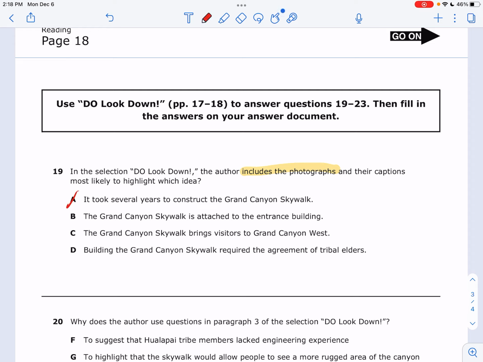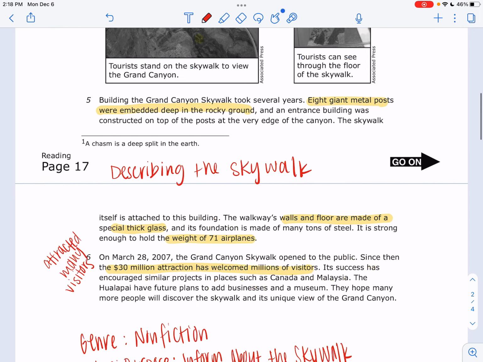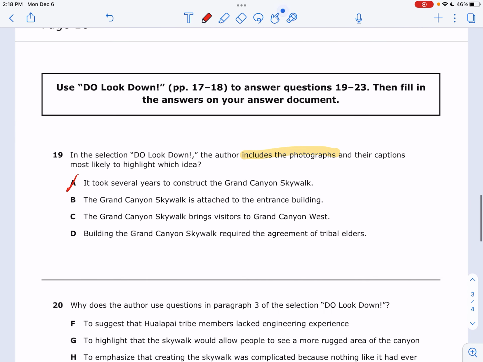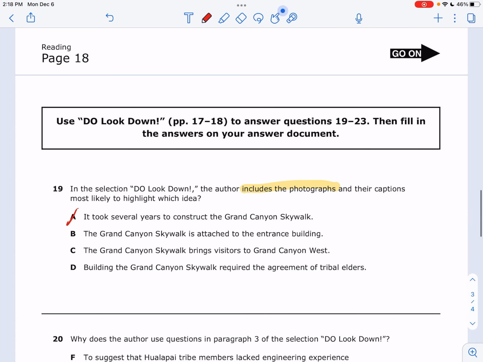No, not really. The Grand Canyon Skywalk is attached to the entrance of the building. Do the pictures show that? Yeah, they show it's being attached to something. Maybe. C, the Grand Canyon Skywalk brings visitors to the Grand Canyon West. Are there visitors on the skywalk? Yes. Okay, let's keep that one. And building the Grand Canyon Skywalk required the agreement of tribal elders. In those pictures, I saw nothing about tribal elders. So out of B and C, the Grand Canyon Skywalk is attached to the entrance, and then it brings visitors. I'm going to say C is the best answer because in the picture, we literally see visitors being on there. So I feel like that is probably the best possible answer.